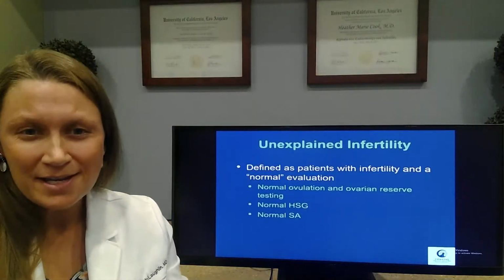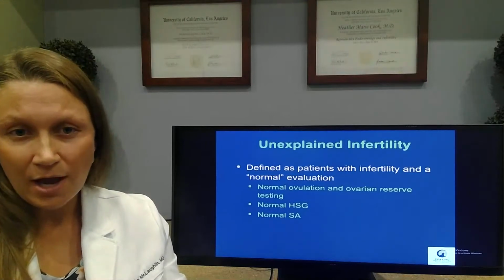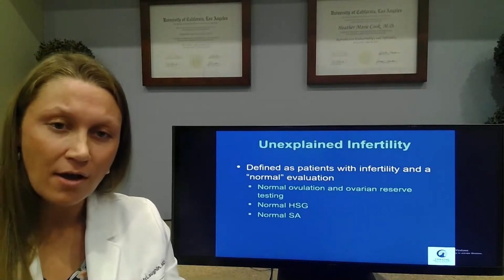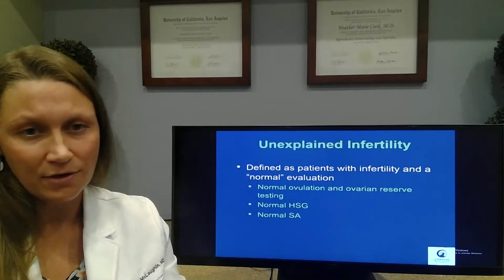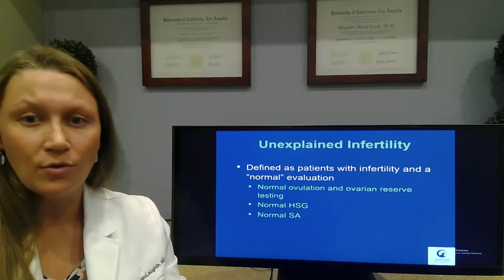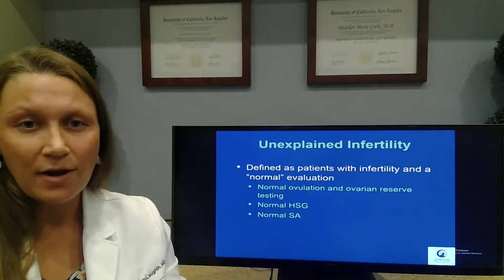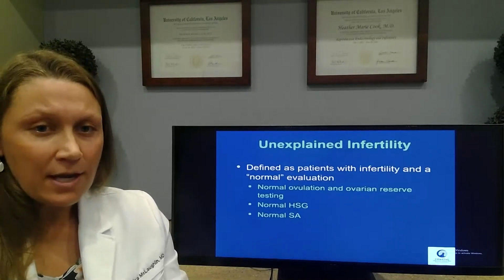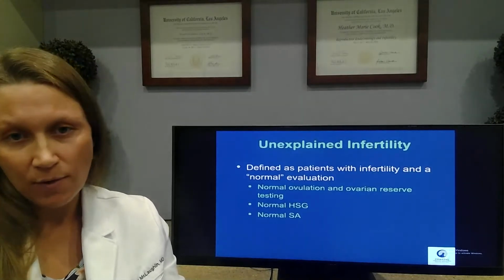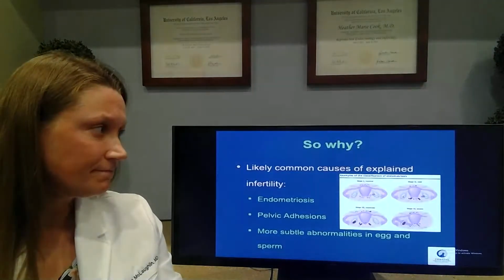So, what is unexplained infertility? Well, really, this is the diagnosis that we come to when we have a normal evaluation. So, we've thought about the ovaries. We think the ovulatory factor is normal. We don't think there's any concern about diminished ovarian reserve. We do an HSG and the uterus and the fallopian tubes look normal. We do a semen analysis and there's no big red flag. So, unexplained infertility is doing our standard infertility evaluation and getting a normal evaluation.